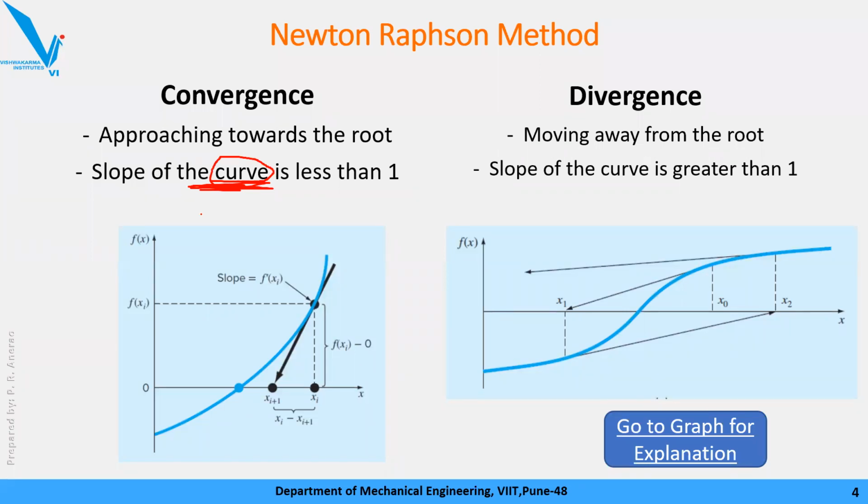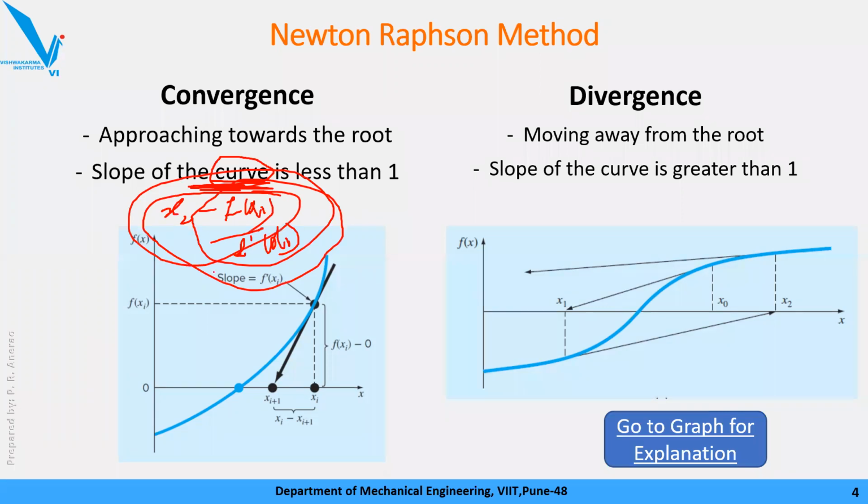This slope is calculated for the initial guess for the formula of Newton-Raphson, that is x2 = x1 minus f of x1 divided by f dash of x1. The function that this equation makes, if I put the x1 value in that function and calculate the slope of this function, if it is less than 1, then the solution will converge. If it is greater than 1, it will be diverging.